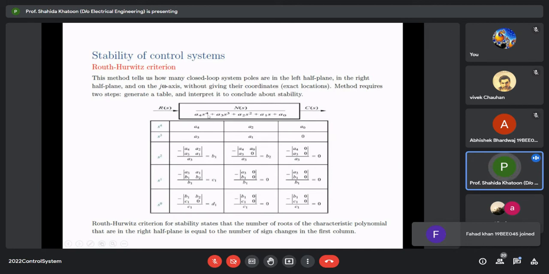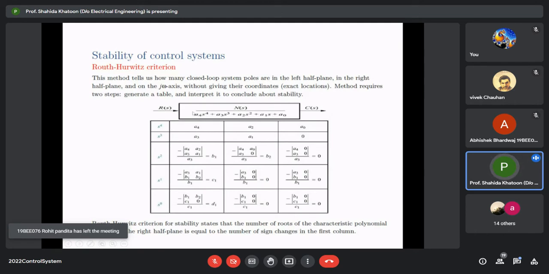Since the highest order of s is s^4, we start from s to the power 4, then decrease the order: s^4, s^3, s^2, s, and s^0. We take the coefficient of s^4 and write it here, then we skip the odd coefficient and go to the even coefficient, a2, and put it here. Then we skip the odd coefficient and go to the even coefficient a0.